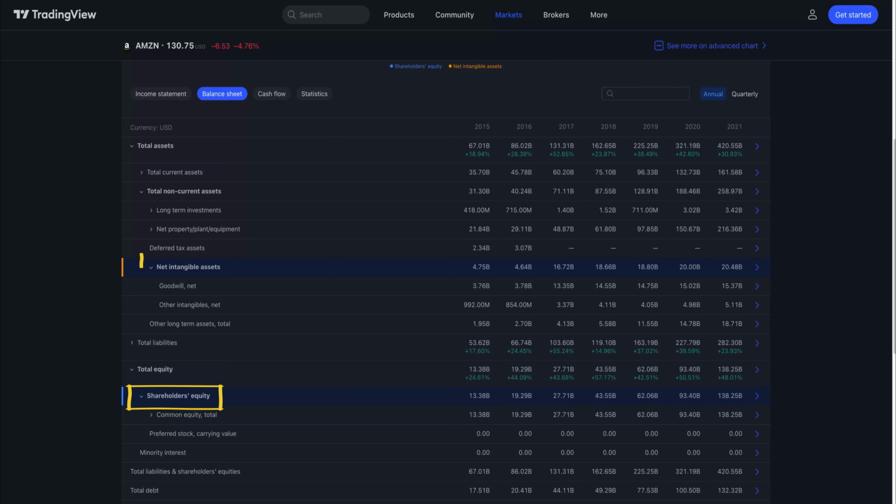Their intangible assets such as goodwill increased as well, but again, if you do the subtraction, you will notice that the tangible shareholders' equity is on a very strong rise. That means that Amazon is growing its assets at a faster pace than its liabilities.